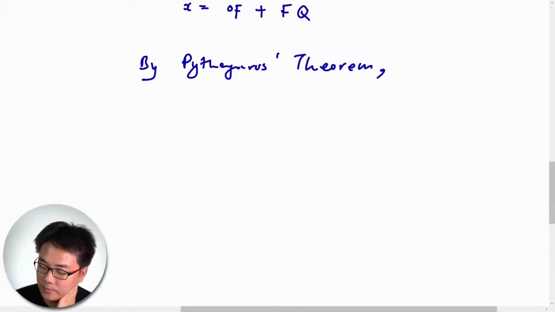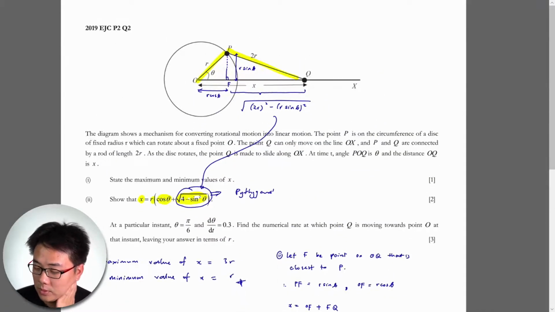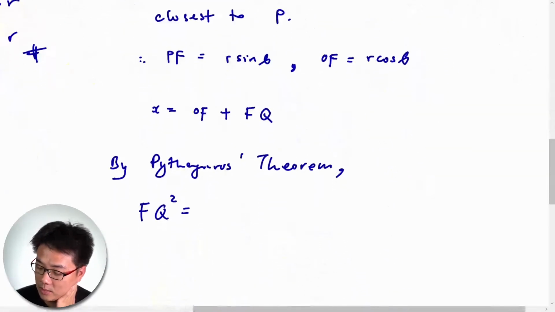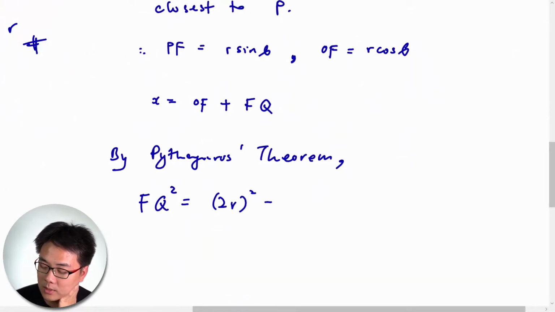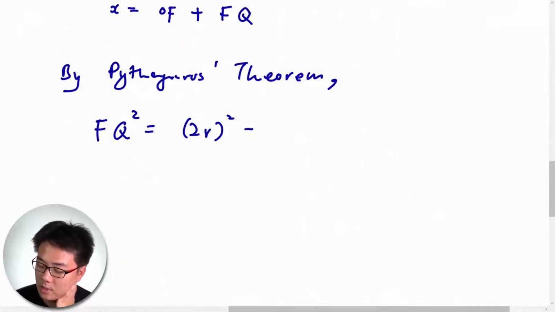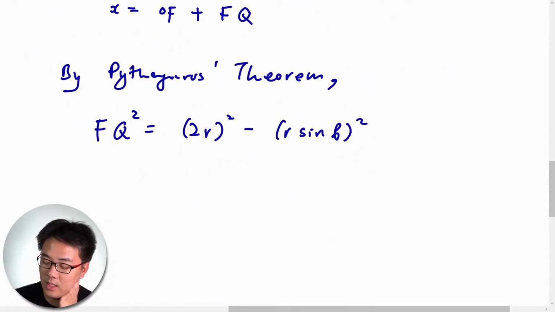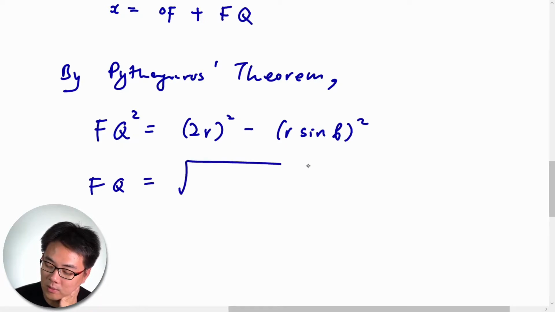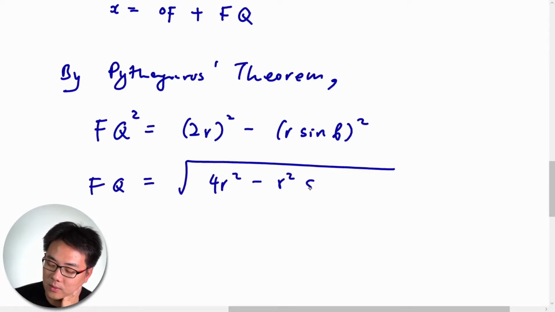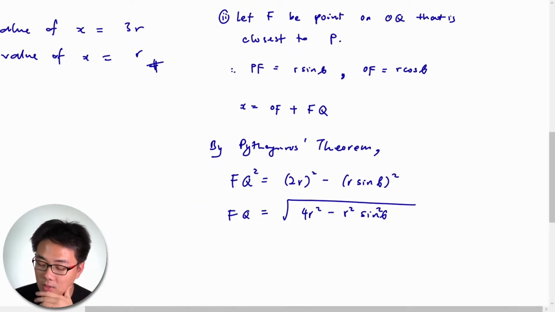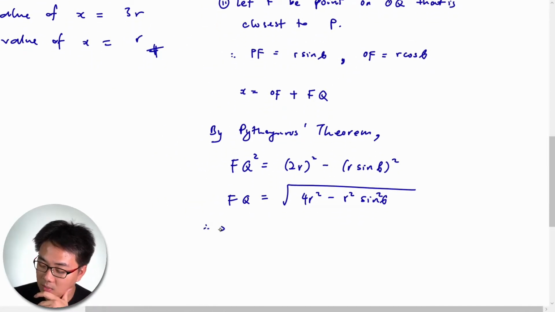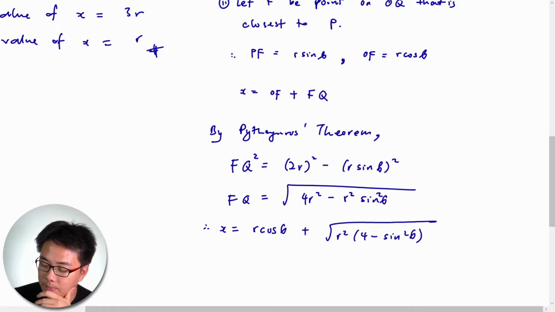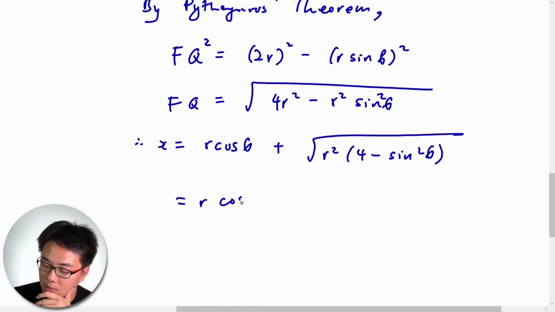FQ equals to 2r squared minus r sine theta squared. So FQ is equal to the square root of 4r squared minus r squared sine squared theta. That's where you get your r from. So by substituting in, hence x would be OF, which is r cos theta, plus, I'm going to factorize the r out, because that's what they want me to do.